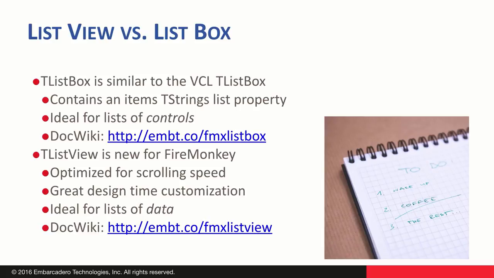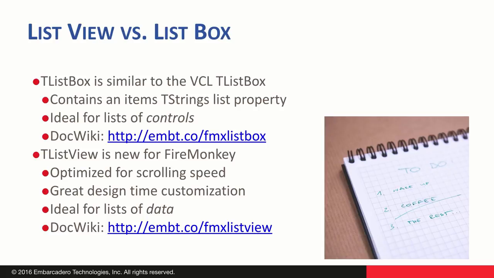So there are two different list controls available for you in FireMonkey. There's the list view and the list box, TListView and TListBox. TListBox is similar to the VCL list box. It's a nice flexible control, very easy to use. It has an items property that is a list of strings, a TStrings, and you can just say items add and put strings in there.